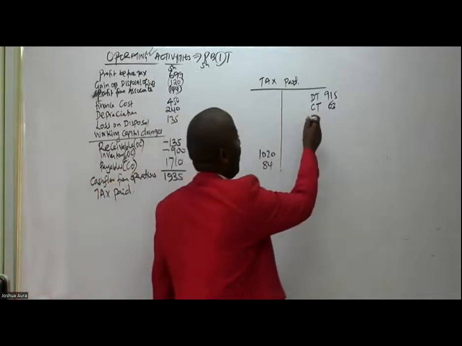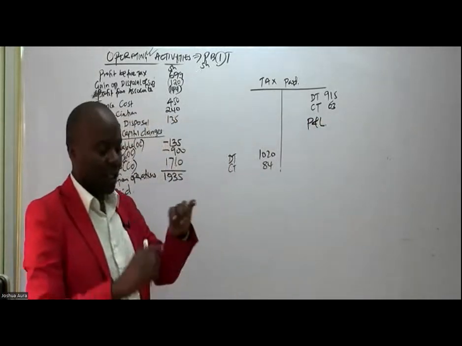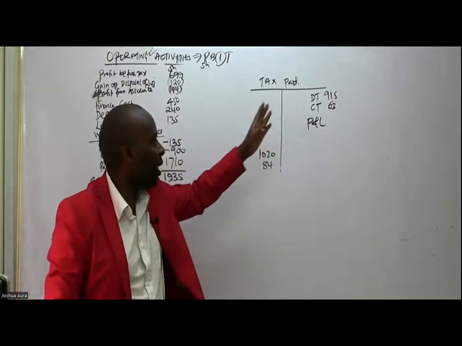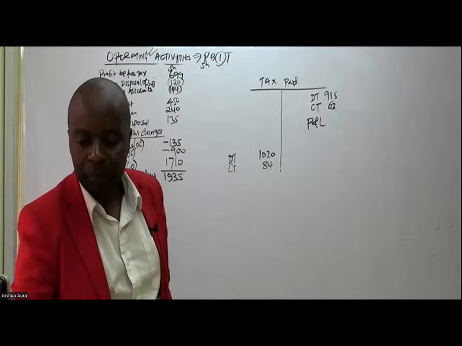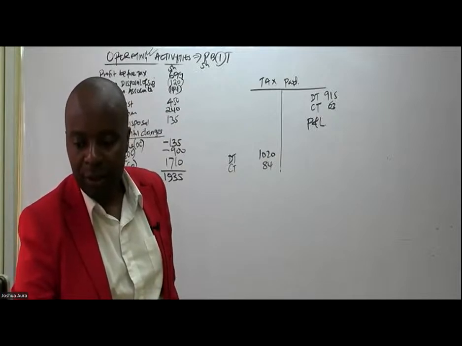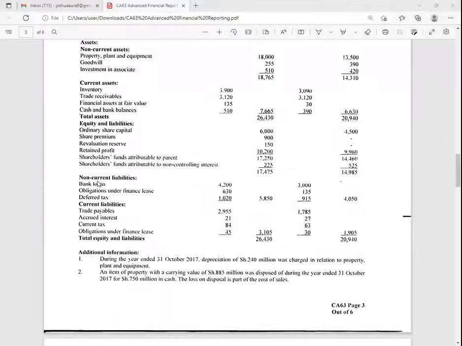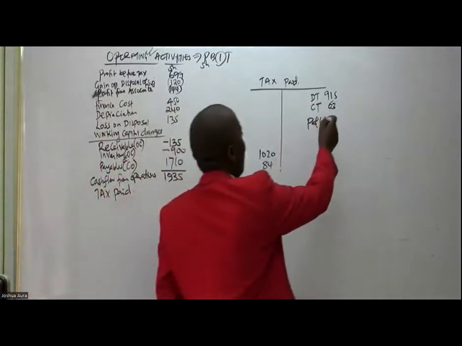And then, of course, we have the P&L, profit and loss, to recognize the tax. This is tax at the beginning of the year, tax at the end of the year. During the year, we had some tax obligation. We are told here in the income statement, there is an income tax expense of 144. So P&L 144.